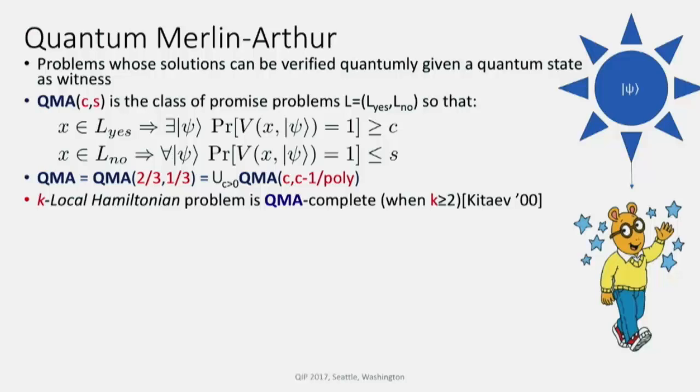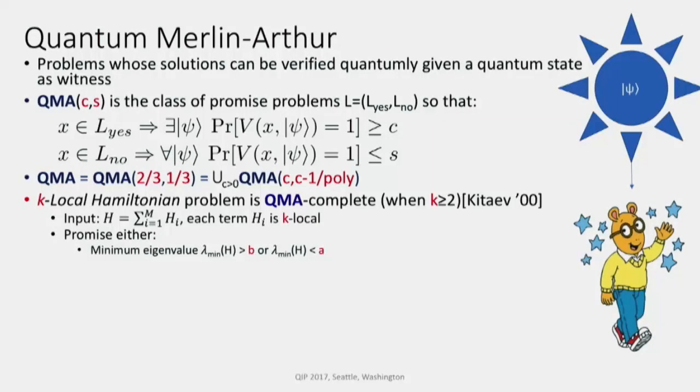So I think one of the main reasons to be interested in QMA is Kitaev's result that says that the K local Hamiltonian problem is QMA complete. So what is this problem? We're given as input a so-called K local Hamiltonian, which by definition means that the Hamiltonian can be written as a sum of K local terms, each of which, so each of these terms, H_i, acts non-trivially on at most K qubits and is the identity on the rest of the space.